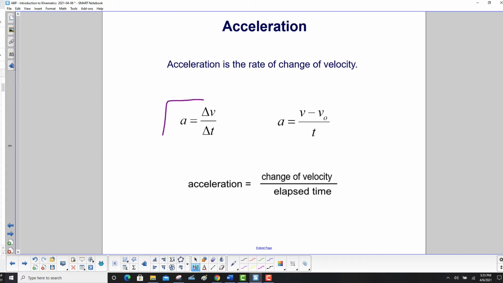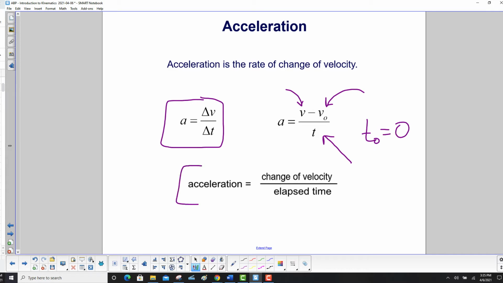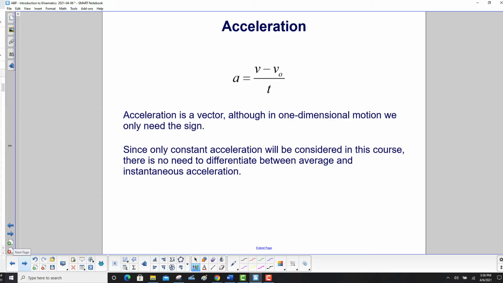Acceleration is the rate of change of velocity. So that's delta v over delta t. And we frequently represent that as v, the final velocity, minus the initial velocity, divided by the elapsed time. A lot of times we just say that the initial time is 0. So in words, acceleration is change in velocity over elapsed time. Acceleration is a vector. It has magnitude and direction. Although in one-dimensional motion, which we're doing, we only need the sign, right? Plus in that direction, minus in the opposite direction.